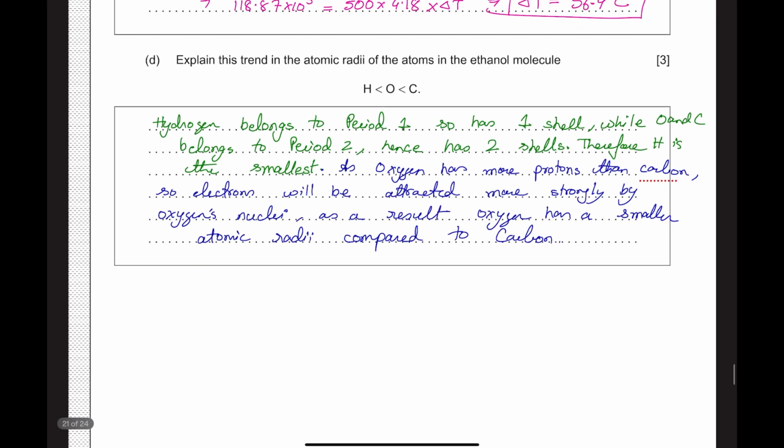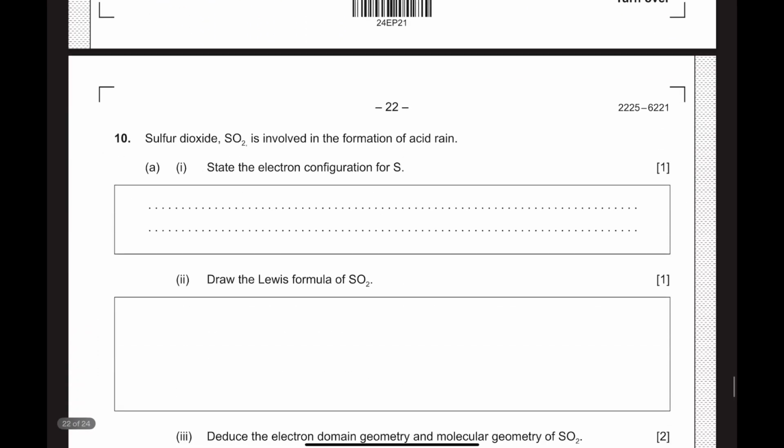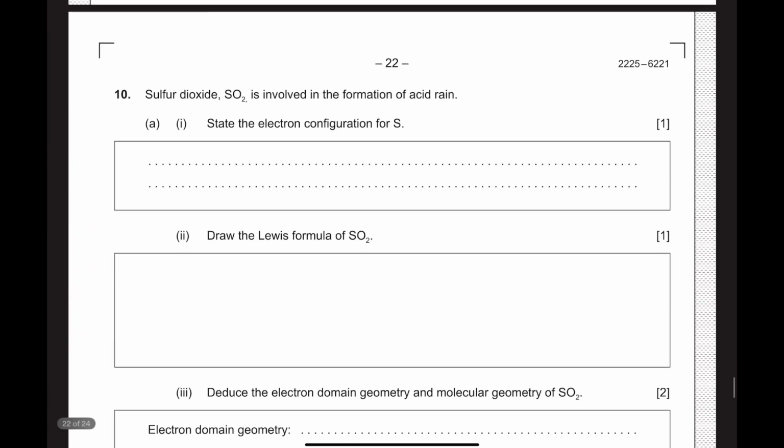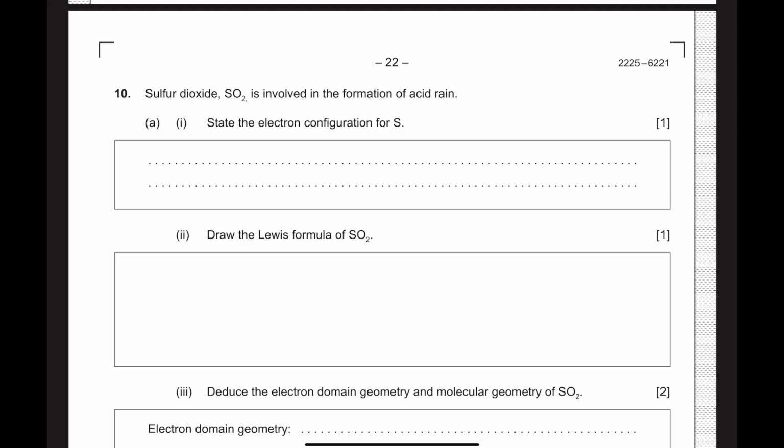Okay, that's it. Now moving on to the last question. You have to write the electronic configuration of sulfur first. Sulfur has an atomic number of 16, right? So 1s2, 2s2, 2p6, 10 electrons done, 3s2, 3p4. All done. This is the electronic configuration of sulfur.